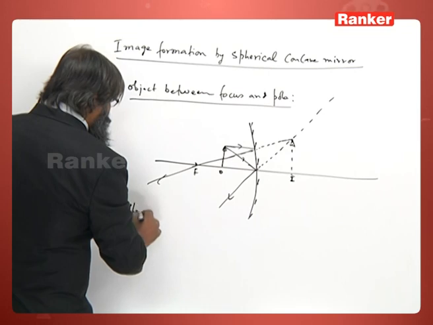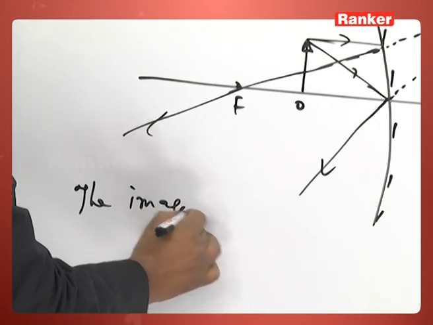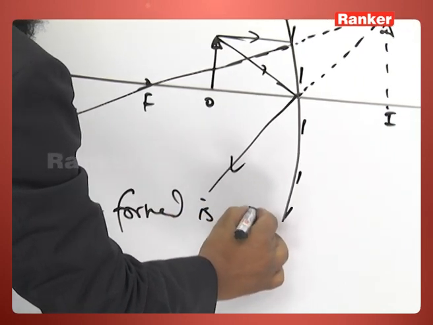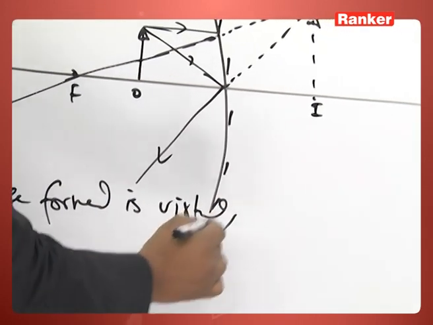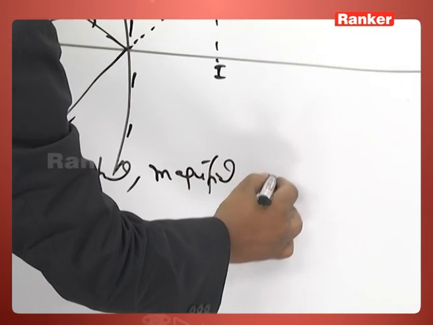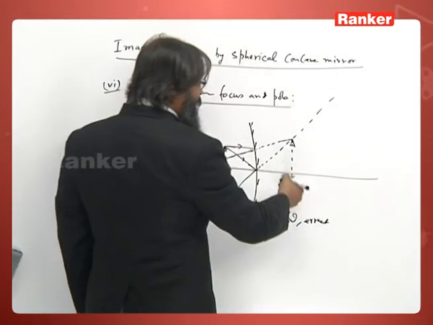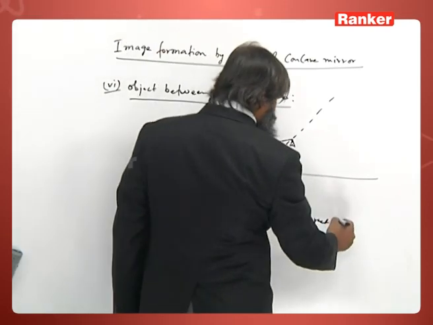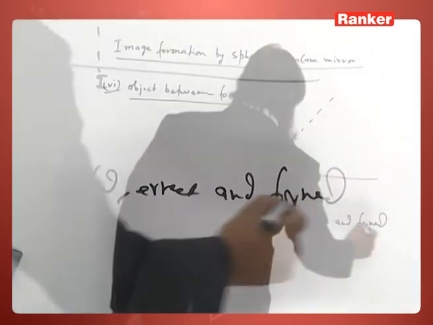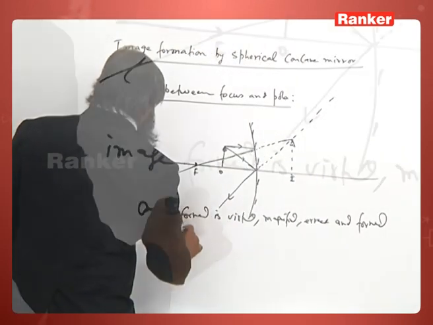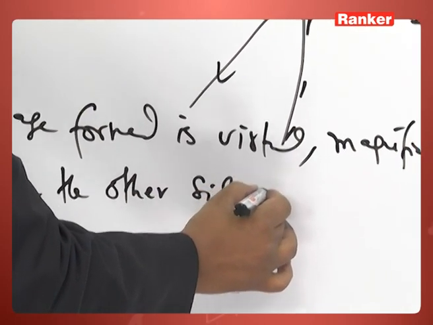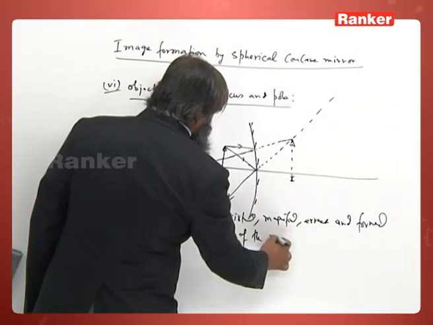The image formed is virtual, magnified, erect. Magnification is positive, erect, and formed on the other side of the mirror.